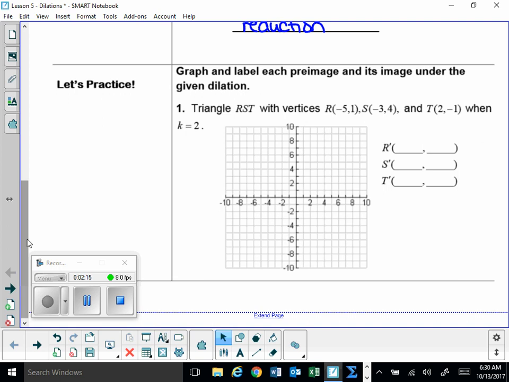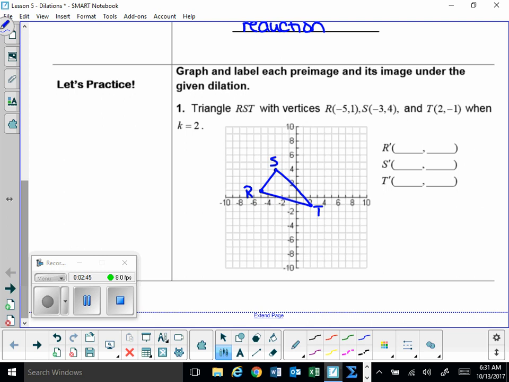So now we're going to graph each pre-image and image under the given dilation. So first let's graph triangle RST. -3, 4, and 2, -1. All of our dilations in this class are going to be about the origin. Now, our scale factor is 2.